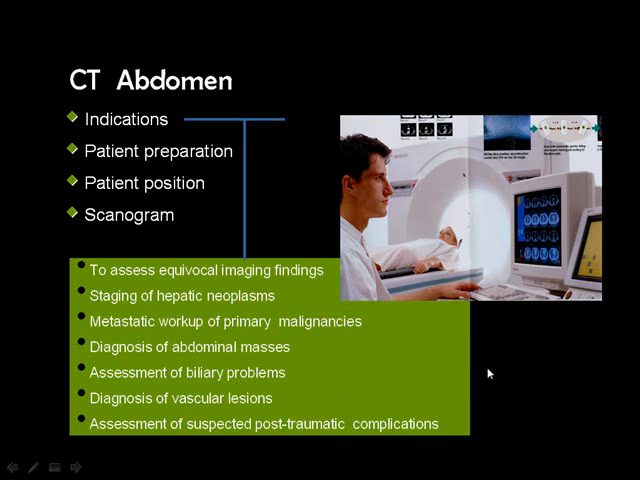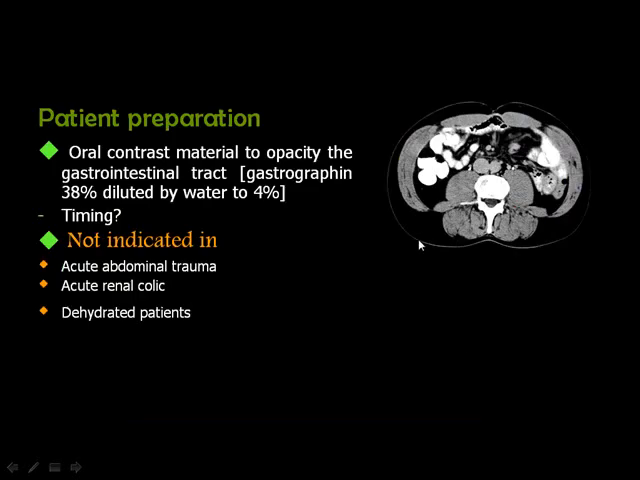Then to examine the patient by CT for the abdomen, we used to give the patient some oral contrast. This oral contrast is known as gastrografin, and it is given to the patient diluted. The aim of oral intake of gastrografin is to opacify the bowel, so that if you take sections in the abdomen, you can easily differentiate between the bowel and any other abnormal masses inside the abdomen.